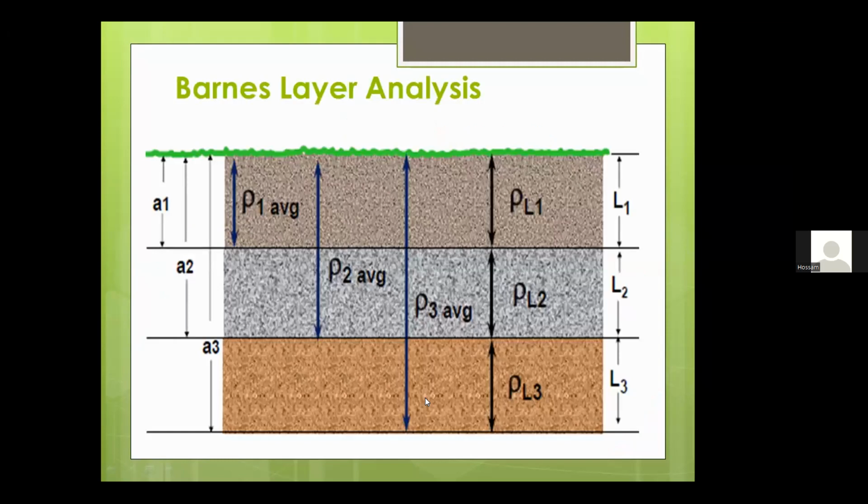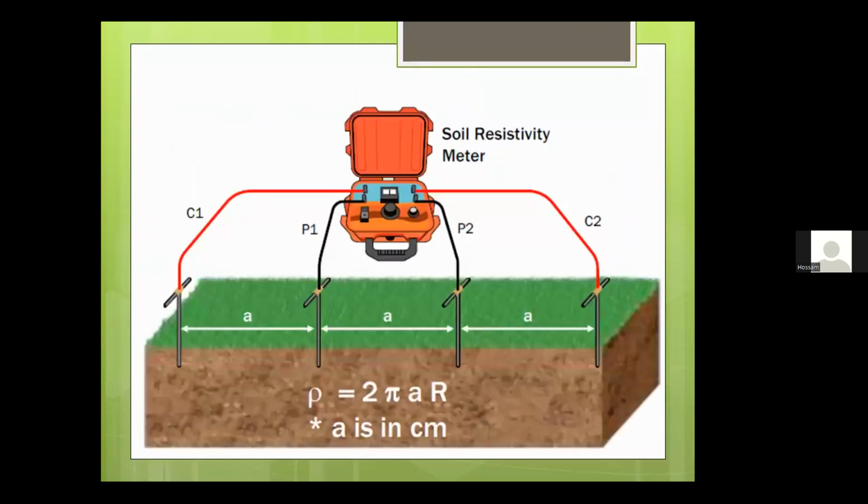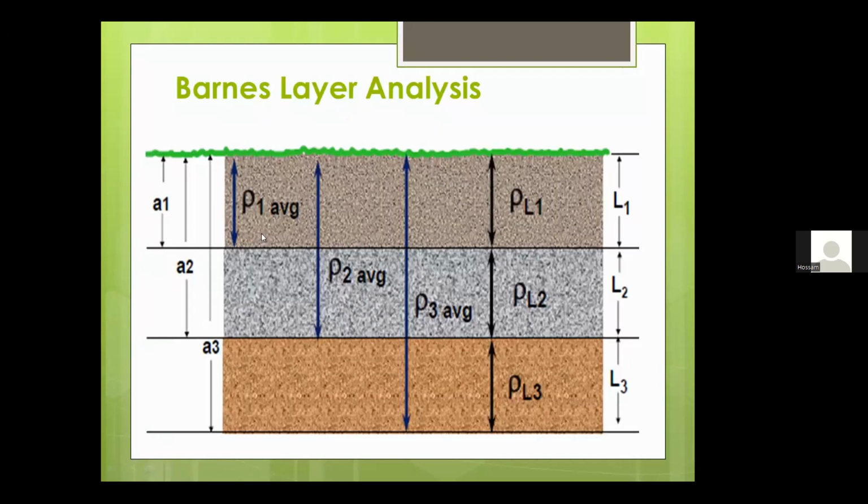Also, in the course of Cathodic Protection Basics, we will discuss the layer resistivities using different distances. If we change the distance A to different values, we can measure the resistivity of the layers: layer 1, layer 2, layer 3. We can measure the resistivity of each layer: the resistivity of layer 1, the resistivity of layer 2, and the resistivity of layer 3.